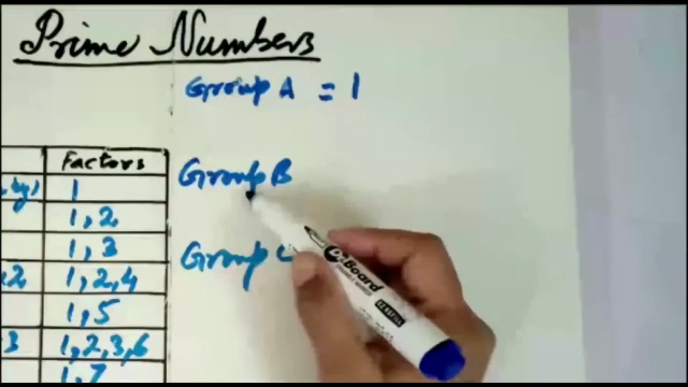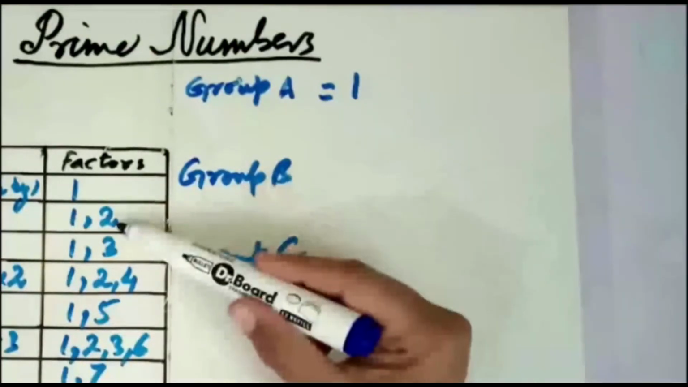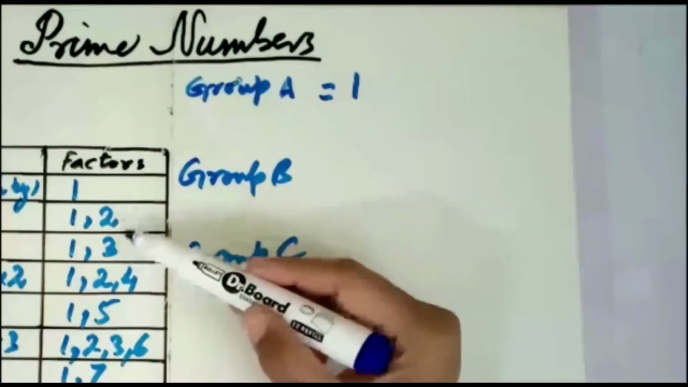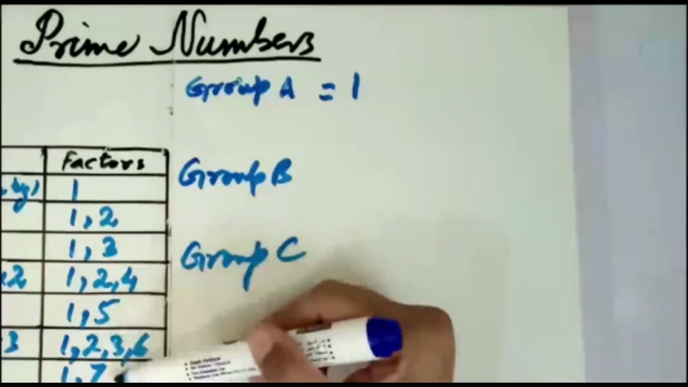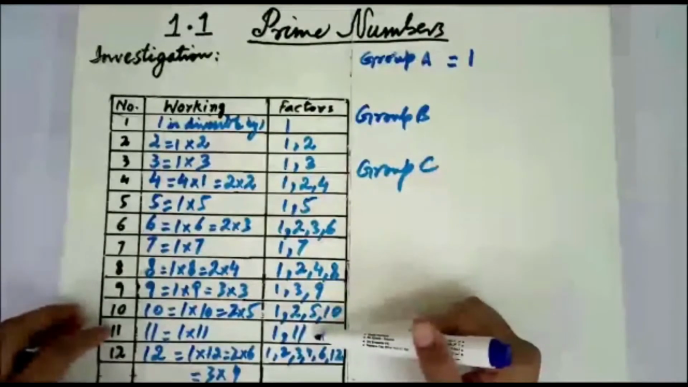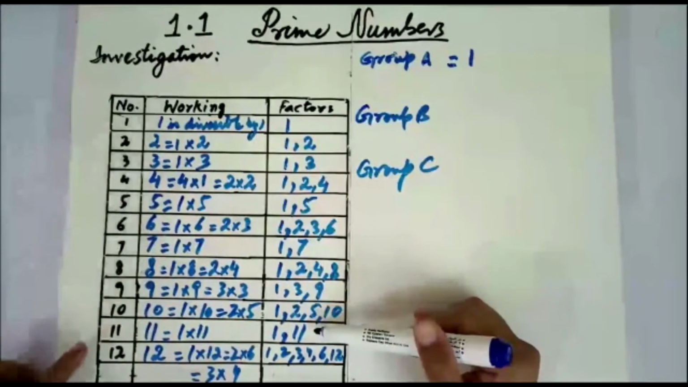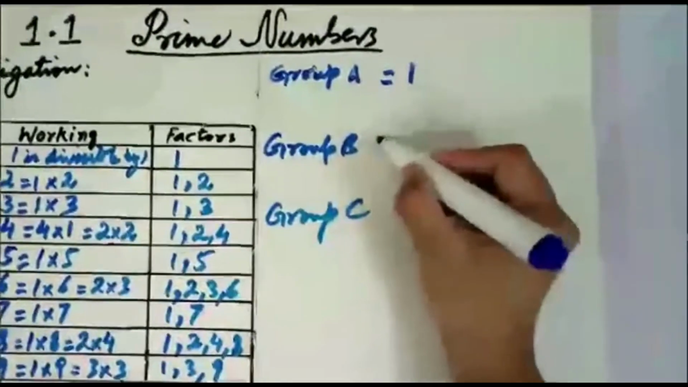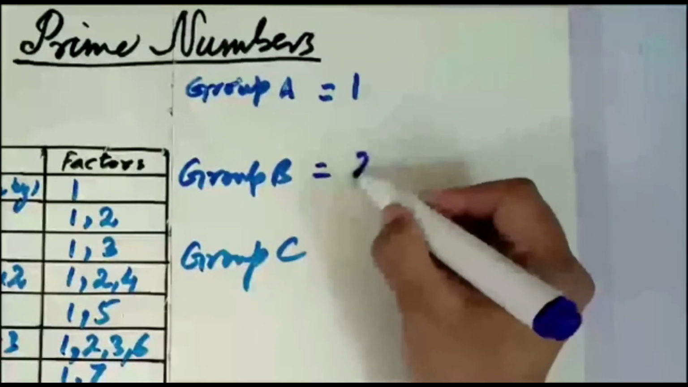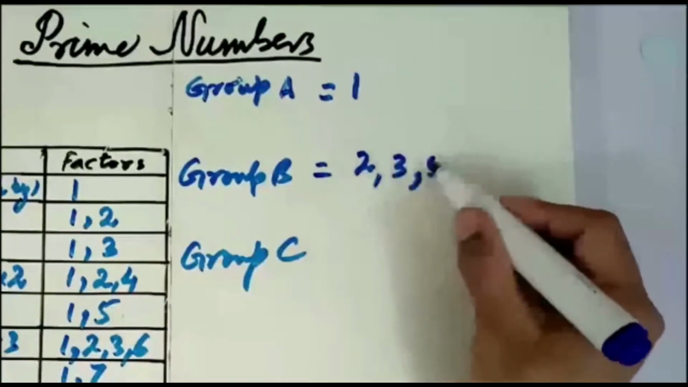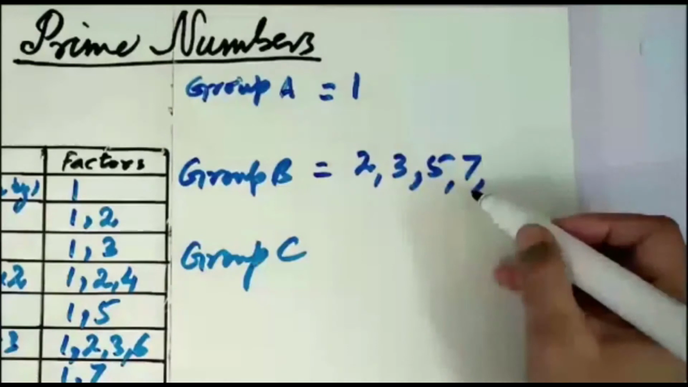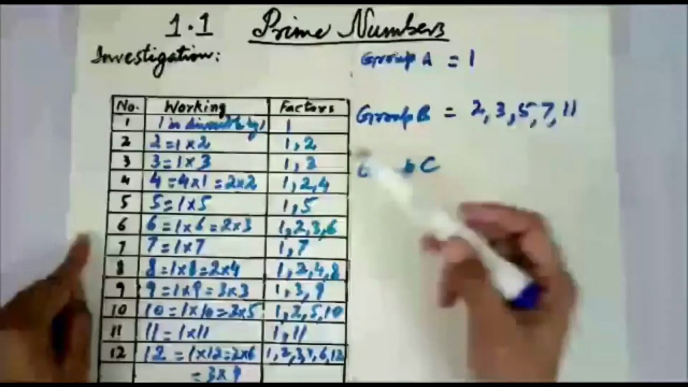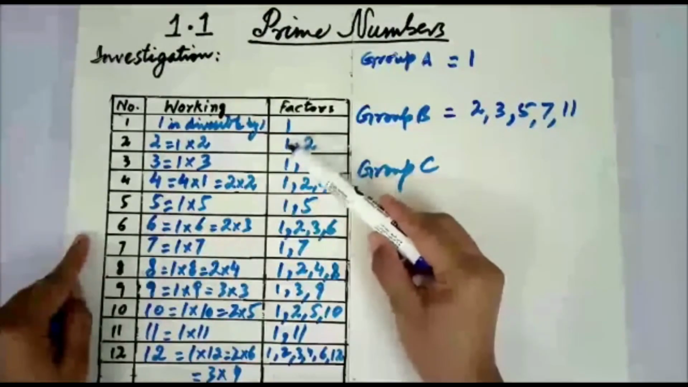Group B. Group B contains numbers with exactly 2 factors. So here 2, 3, 5, 7 and 11. You can see that these numbers have only 2 exact divisors. So I will write here group B contains 2, 3, 5, 7 and 11. These are the numbers which have exactly 2 factors or 2 divisors.